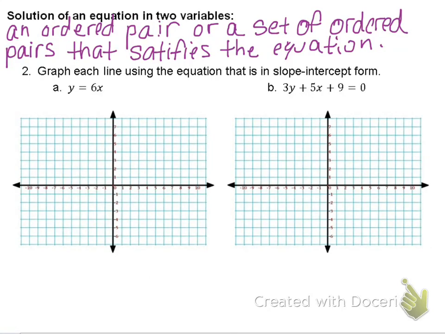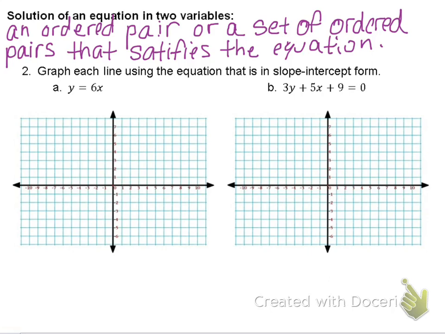Okay, sorry about that. I think my pen's working a little bit better now. Please write in the definition that the solution of an equation is an ordered pair or a set of ordered pairs that satisfies the equation, which means that it makes the equation true when those numbers are plugged in for the variables.